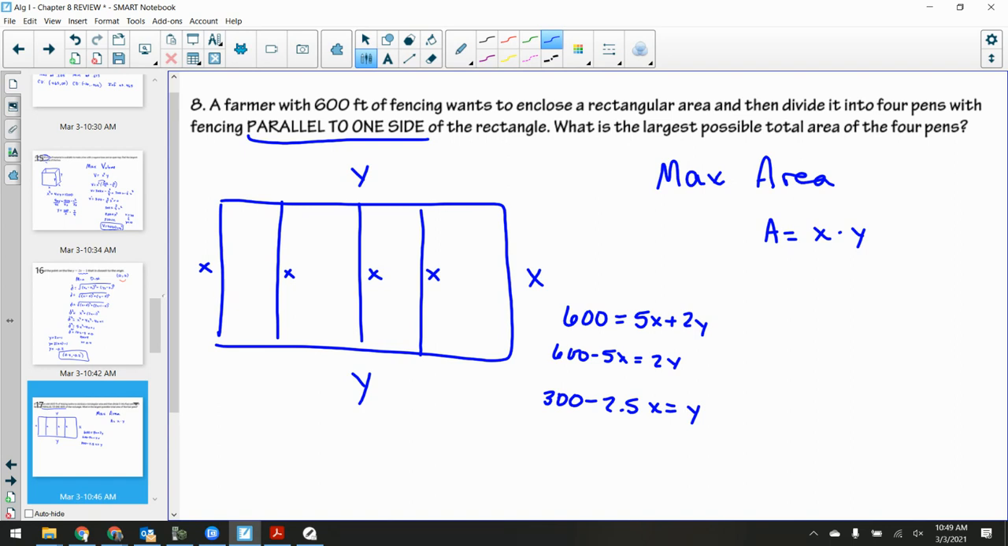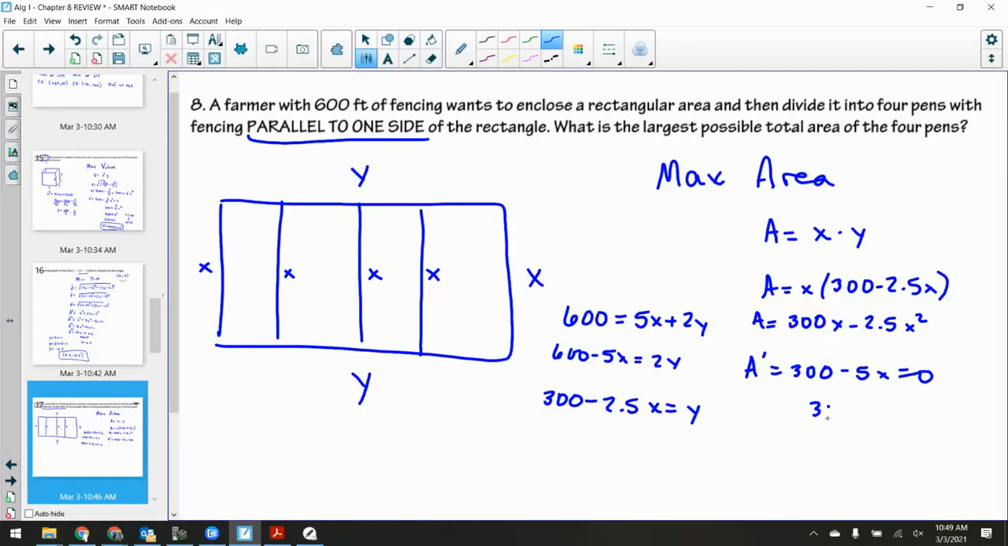So I'm going to plug that into my area formula. Area is equal to x times 300 minus 2.5x. So area is equal to 300x minus 2.5x squared. And now we find the derivative. A prime is 300 minus 5x. So finding the 0 of that, 300 is 5x. So it comes out to be 60. Is that right? 60 is equal to x?